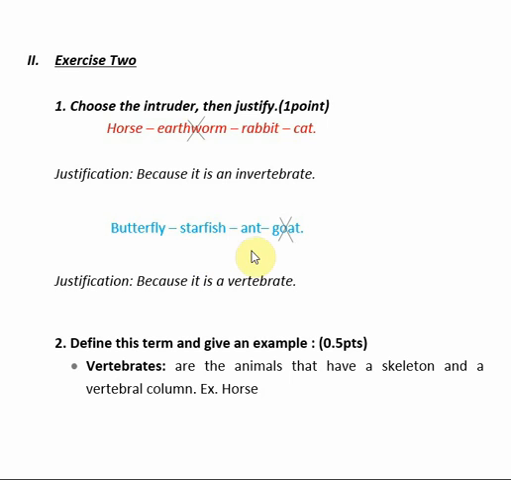Butterfly, starfish, ant, and goat. Goat is the intruder because it's a vertebrate and all the other animals are invertebrates. In number 2, you have to define this term and give an example. An example means one example only is enough. Vertebrates are the animals that have a skeleton and a vertebral column. Example, horse.